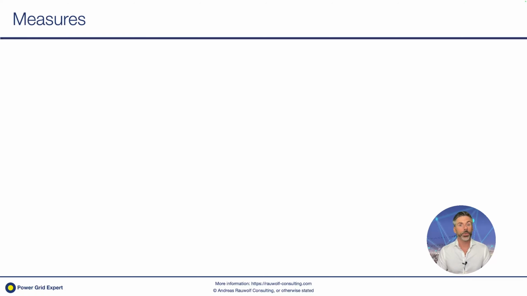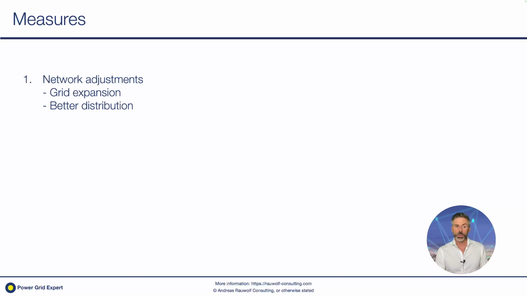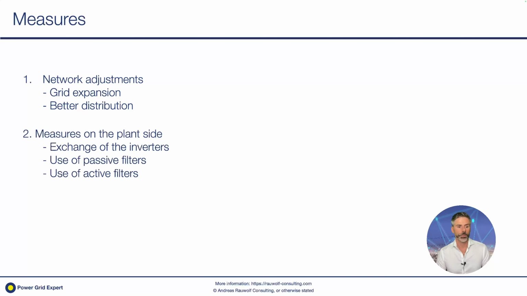Let's have an overview of possible measures. First of all, on the network side, I can do adjustments. That is normally done by the grid operator. That can be grid expansion, that can be a better distribution. We'll have a look at those two points in detail right after that. And of course, as a second solution, all the measures on the customer side: exchange of the inverters, use of passive filters, use of active filters. And then there's a third group, which I will show you at the end of this video. So be sure to watch till the end.